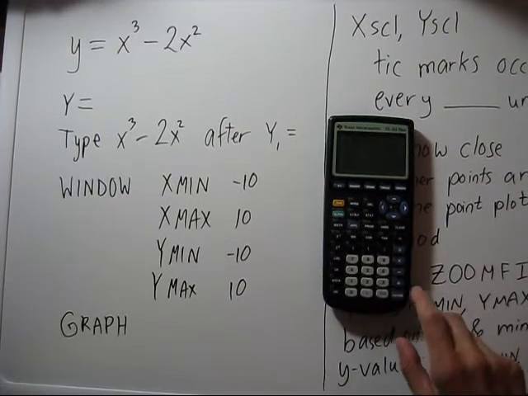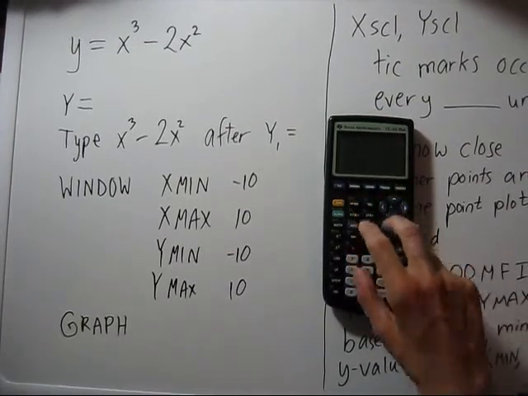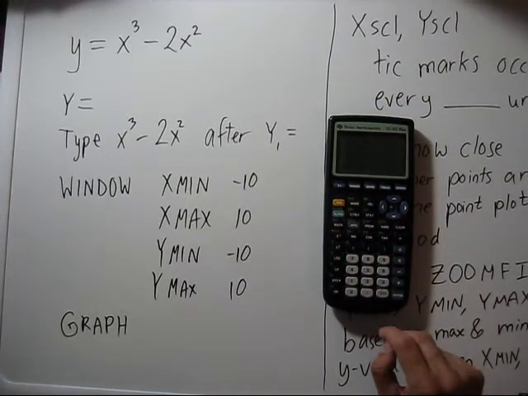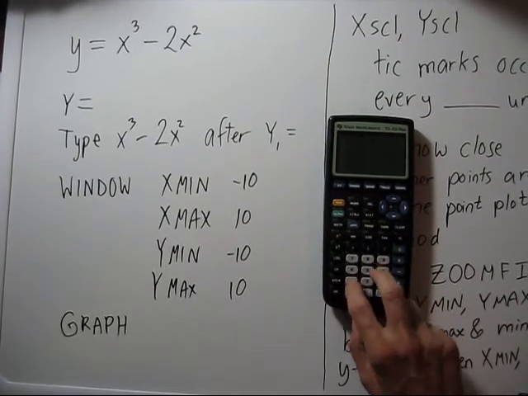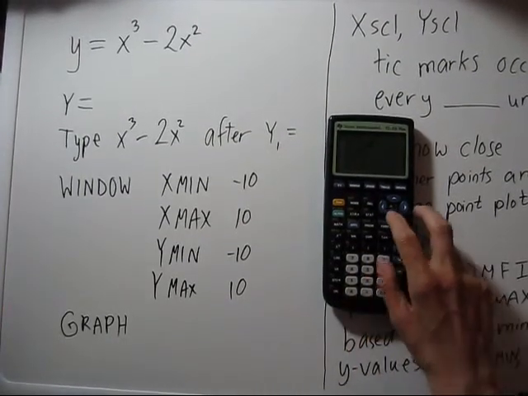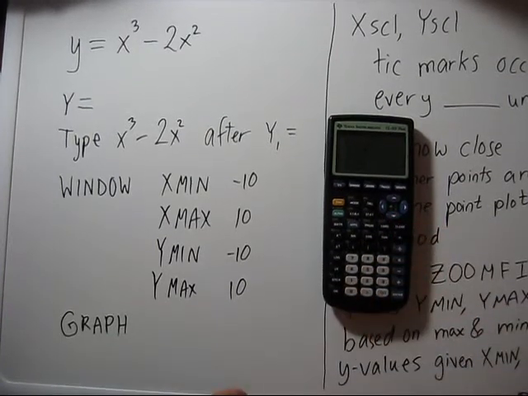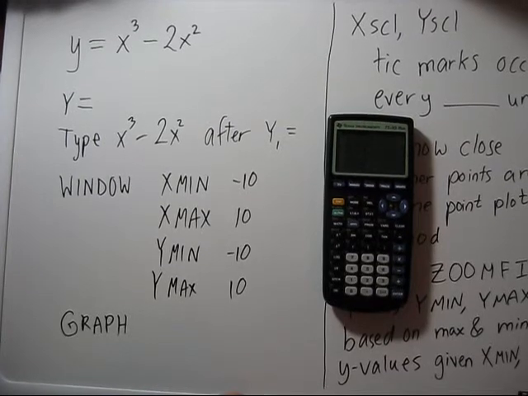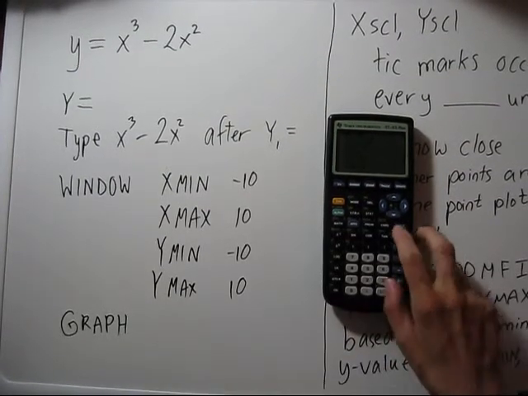Enter. Now let's go to the window, which sets the size of the display. X min, let's put negative 10. And x max 10. Okay. Let's leave x scale at 1. That means that there's tick marks on the x-axis every 1 unit.